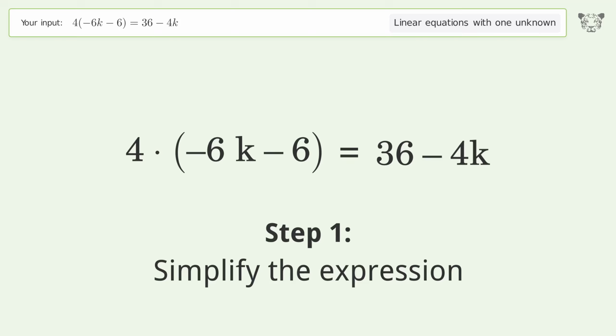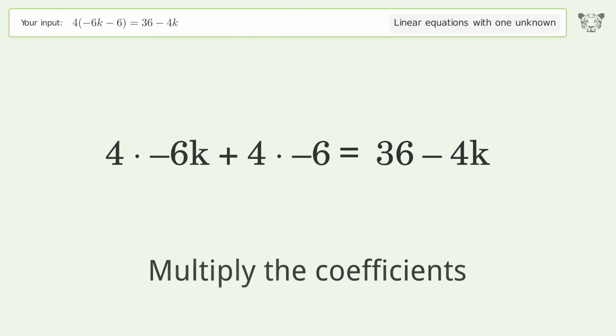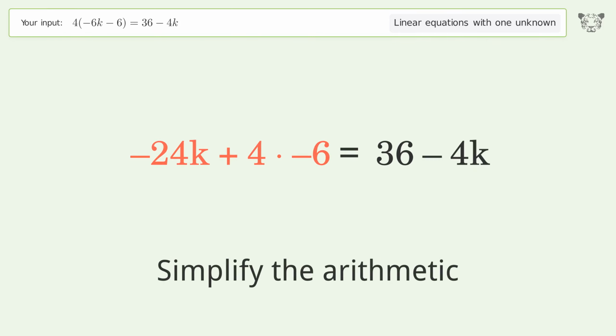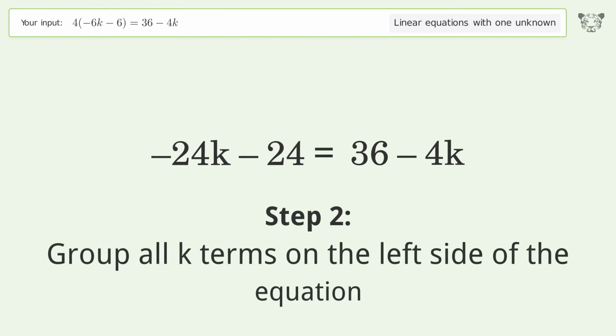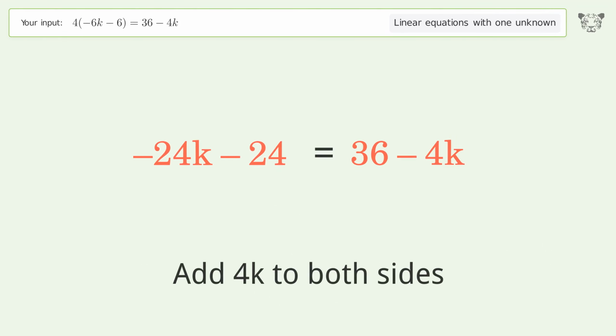Simplify the expression. Expand the parentheses. Multiply the coefficients. Simplify the arithmetic. Group all k terms on the left side of the equation. Add 4k to both sides.